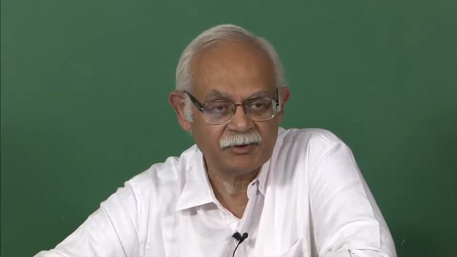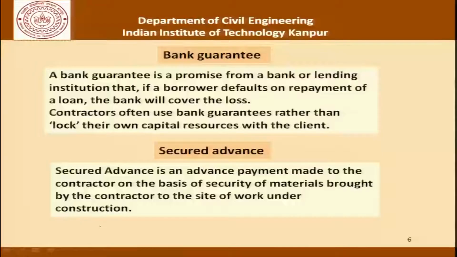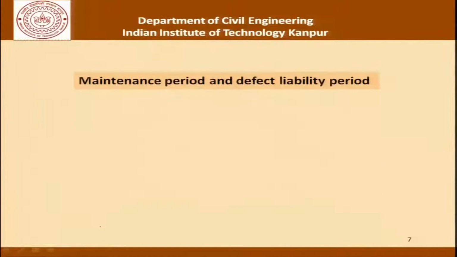But please remember that any amount of secured advance that can be paid is only to the extent of the material that is likely to be actually used in the construction site. So, when making a payment for secured advance, one should be very careful and try to actually evaluate the advance being made as against the material that will be actually consumed at site. So, for that material, once it is brought to site, that advance is admissible and can be paid to the contractor. Then there is maintenance period and defect liability period.